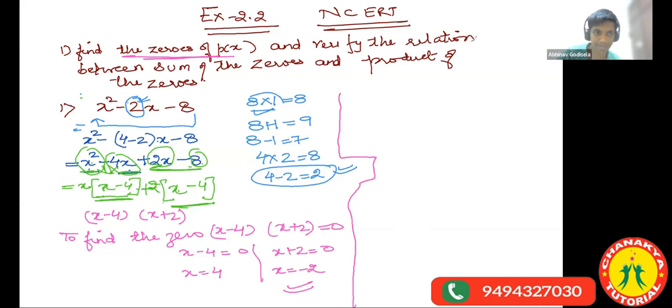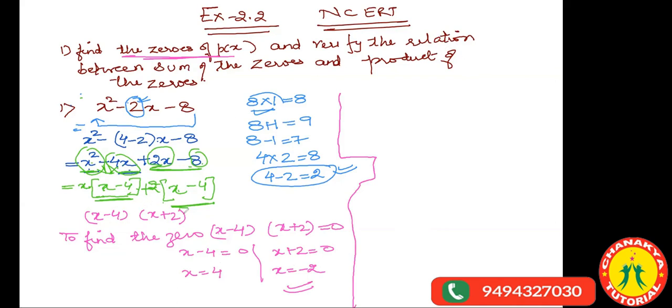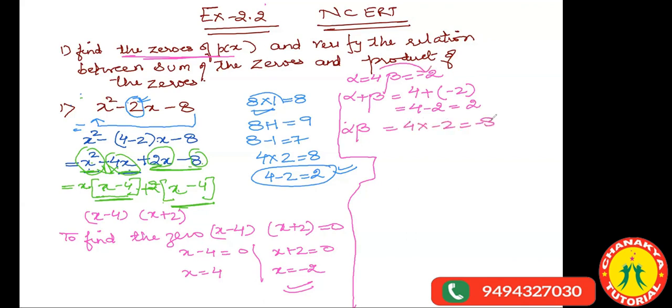No, ma'am. Understood. Okay. Now children, see, after doing this, these are the zeros only. So this is the alpha and this is beta. So right here, alpha is equal to 4 and beta is equal to minus 2. So sum of the zeros means alpha plus beta. Now add them. 4 plus minus 2, you will be getting 4 minus 2. So 2 will be the sum of the zeros. Now product of the zeros means alpha into beta. You have to multiply these two values of x. So 4 multiply minus 2, it will be minus 8.